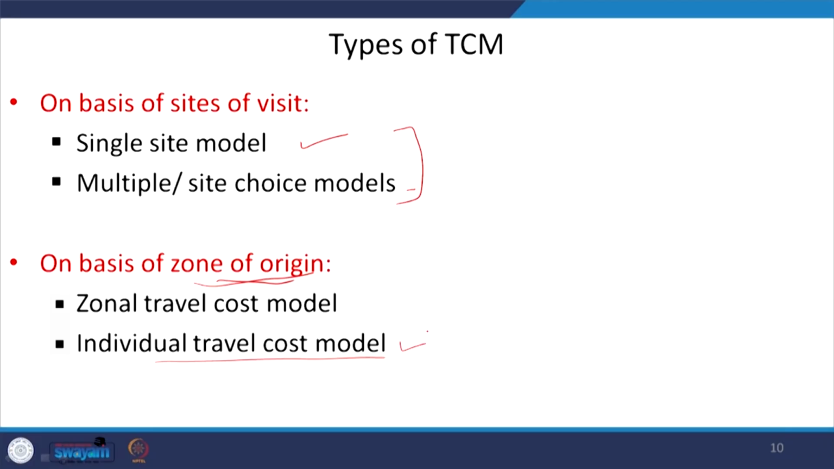Likewise, in the case of the zonal travel cost model, we are not talking about the individual traveler's characteristics, rather we are talking about the zonal characteristics of the travelers, that is, from which zone, from which locality the travelers are coming to a particular recreational site under discussion. Now let us discuss the first one, that is, the single site model.